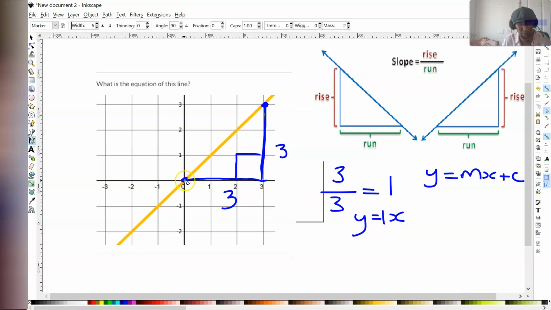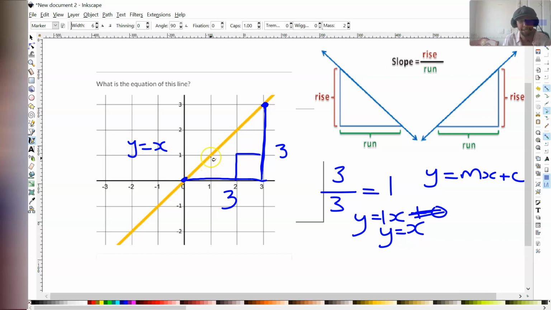the point at which it crosses the y-axis for the first time is 0. So c is 0. Now looking at this, we may be able to simplify this. 1x plus 0, the plus 0 is redundant, and 1x is the same as x. So the equation of this line is y equals x.